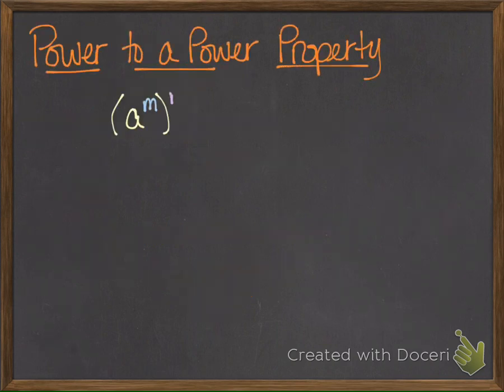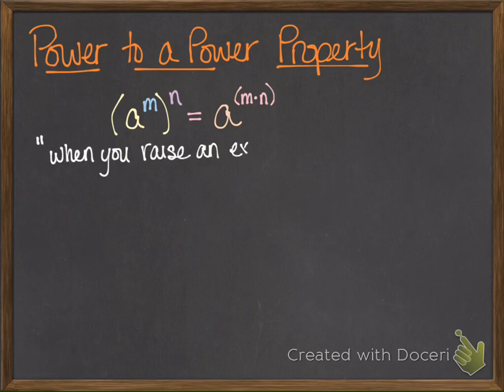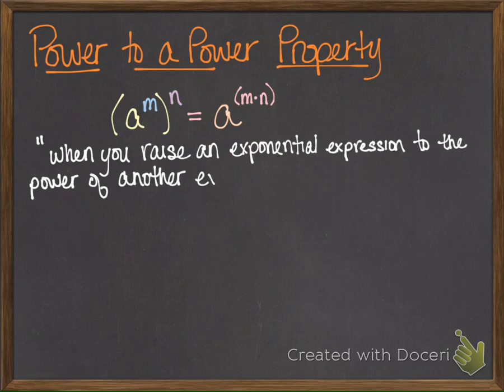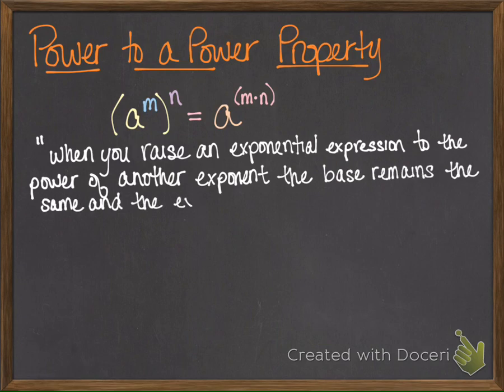Our power to a power property. A to the m to the n is equal to a to the m times n. So if I have an exponential expression and I raise that to another power, in this case to the nth power, it's the equivalent of keeping my base and multiplying my exponents.